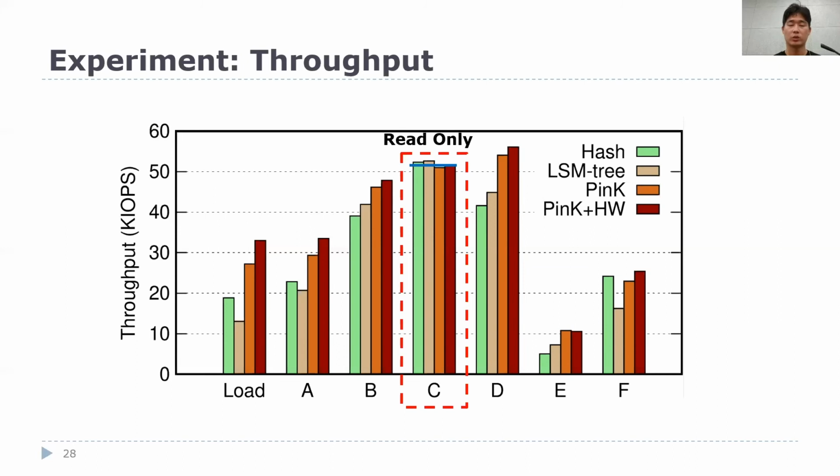In the case of workload C, PinK has a little bit lower performance than hash. Because PinK does not have a cache structure, it cannot utilize the read locality of the workload. PinK also has slightly lower performance than LSM-tree since LSM-tree can skip binary search by bloom filter.